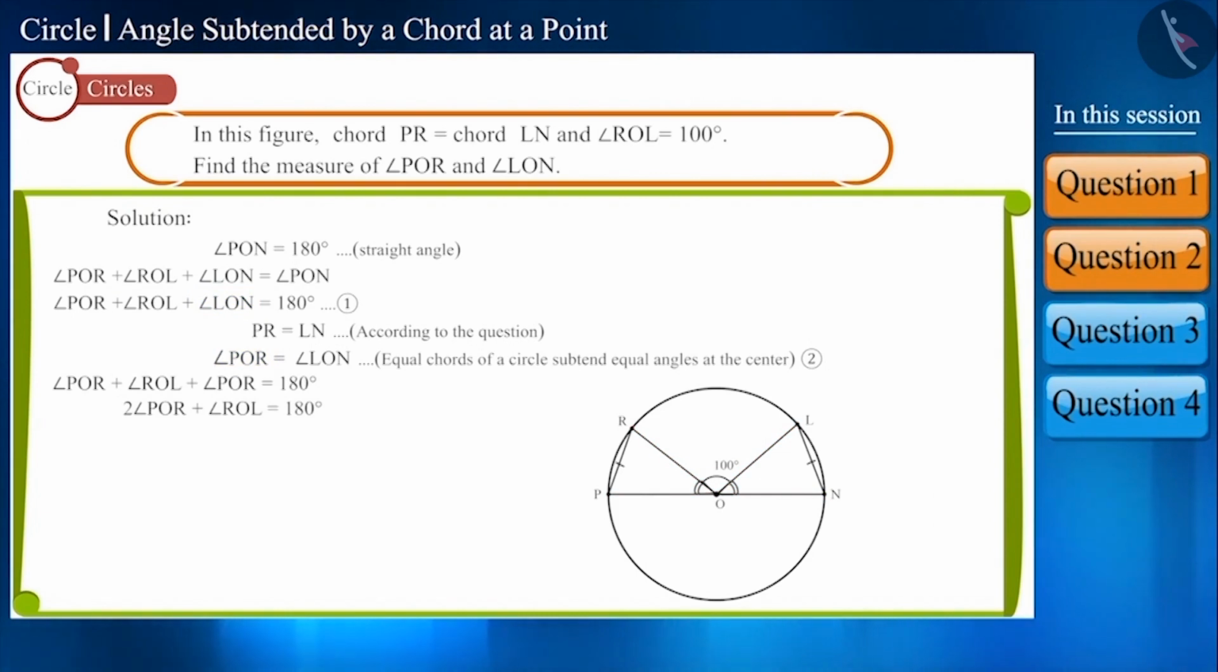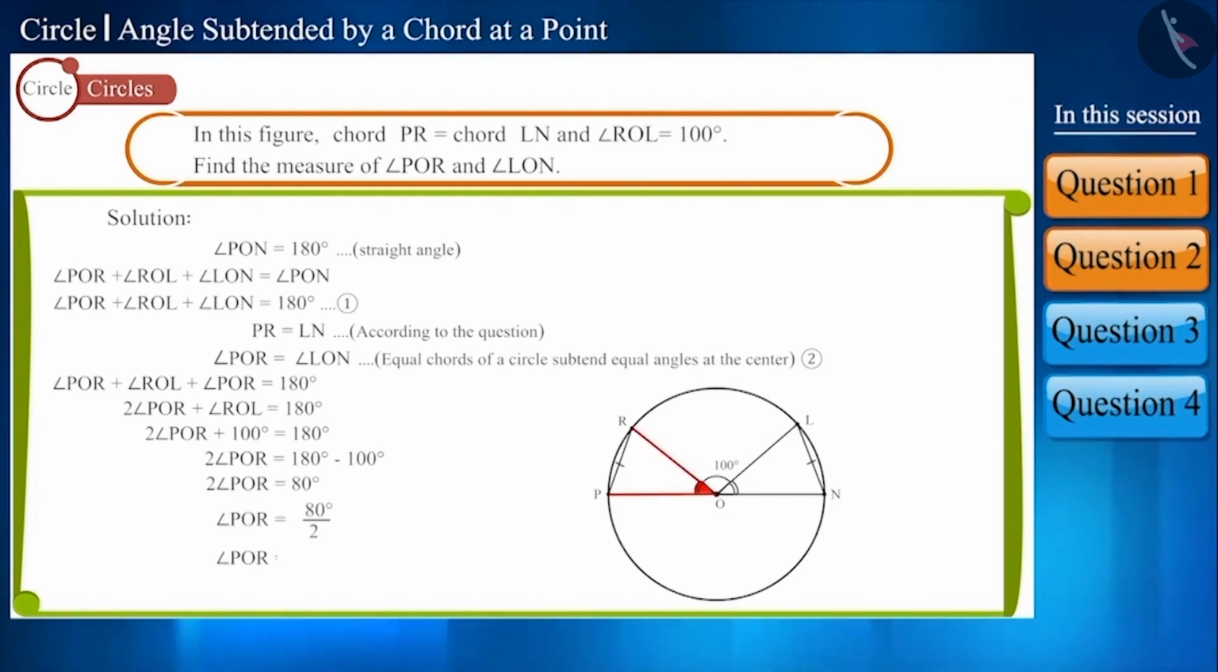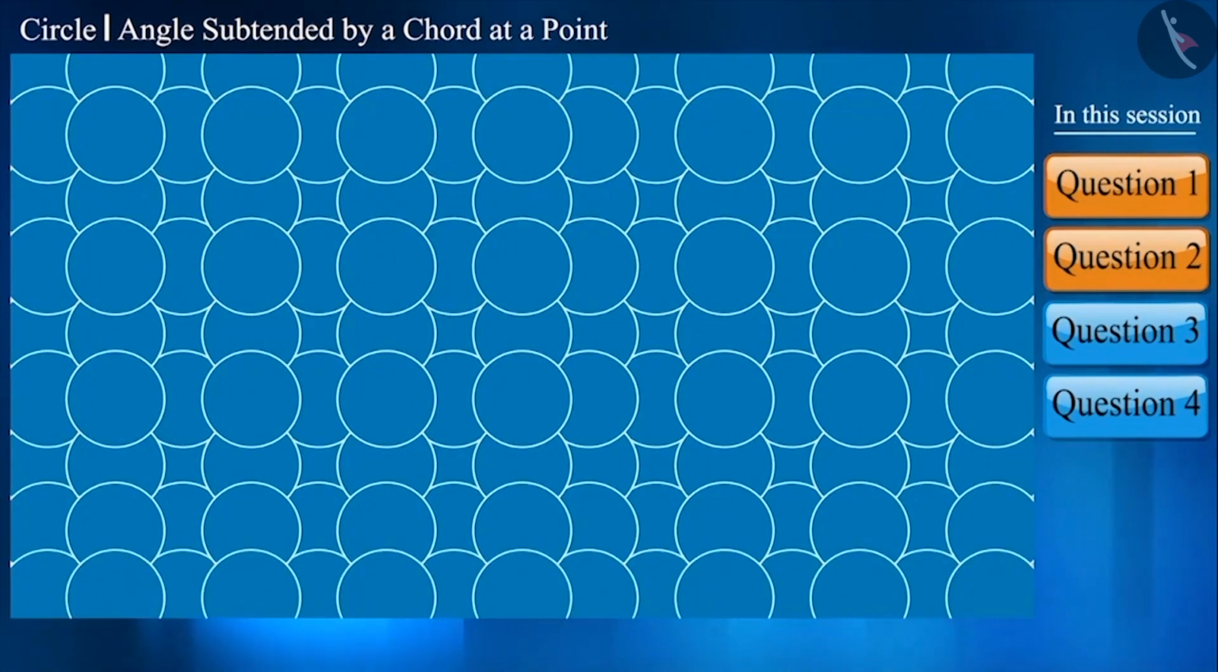Friends, we are given that angle ROL measures 100 degrees. By placing this measurement in the equation, we can find the measurement of angle POR. Angle POR measures 40 degrees. Since both angles are equal, therefore, angle LON will also be 40 degrees. Friends, let's move on and solve another question.